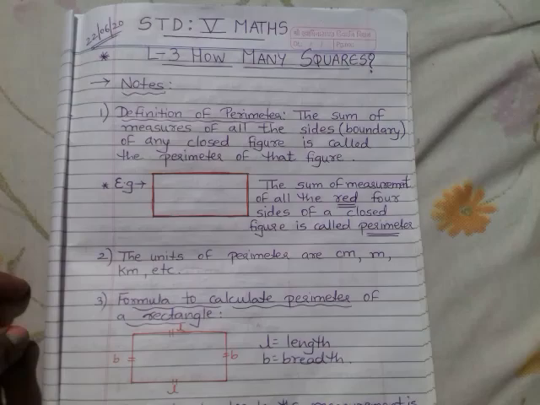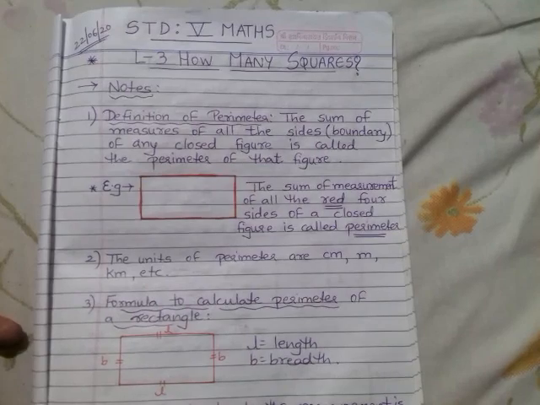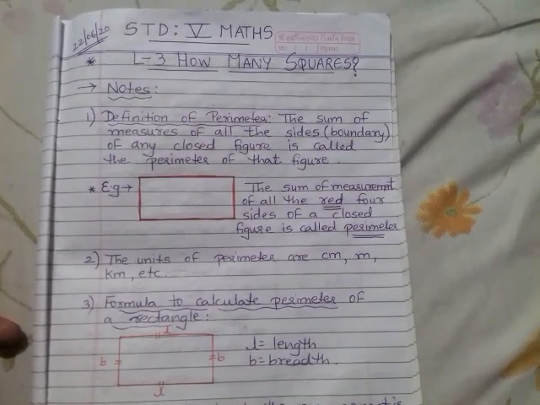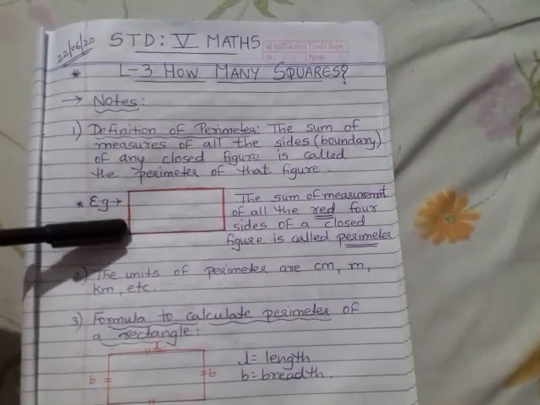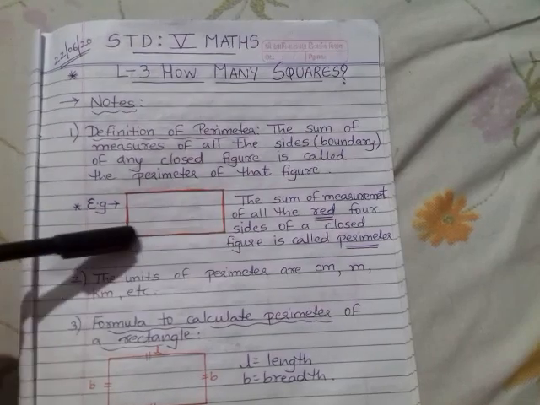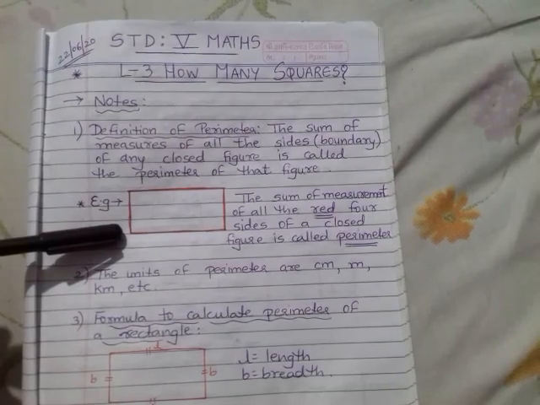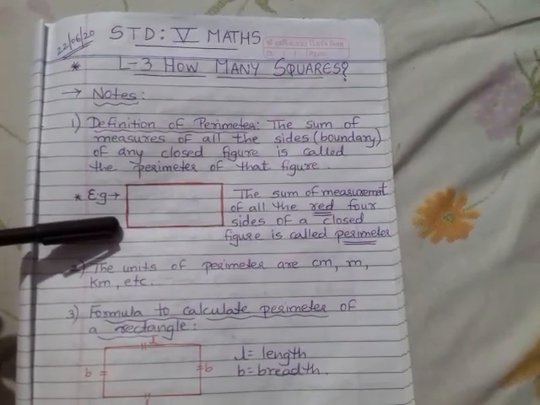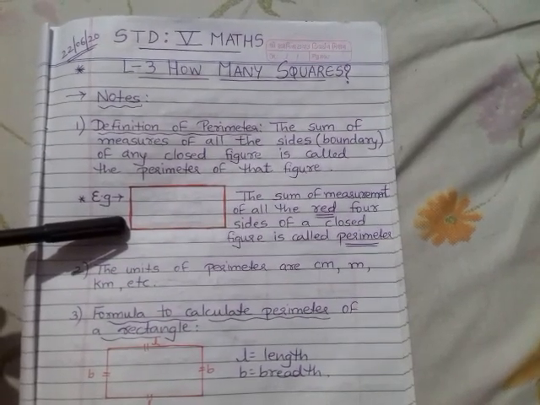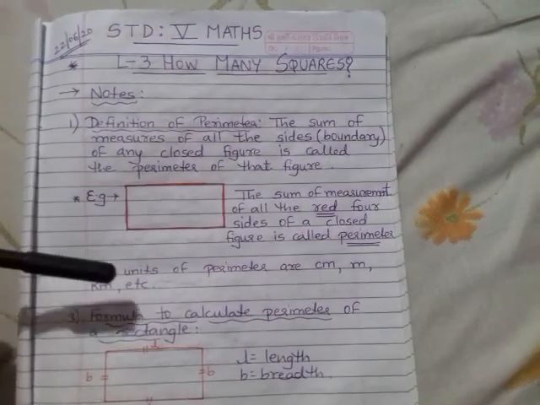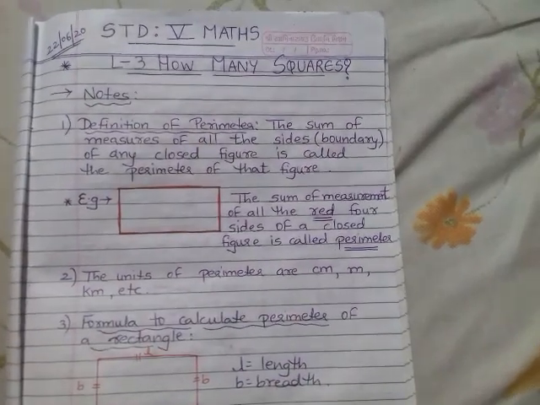Okay, now how are you going to define perimeter? It's easy. The sum of measure of all the sides or the boundaries of any closed figure is called the perimeter of that figure. Children, you can see in the example I have drawn 4 boundaries with the help of a red pen. Those red boundaries are the measurement of the perimeter, or you can say the sum of measurement of all the 4 red sides of a closed figure is called perimeter. The units used for perimeter are centimeter, meter and kilometer.